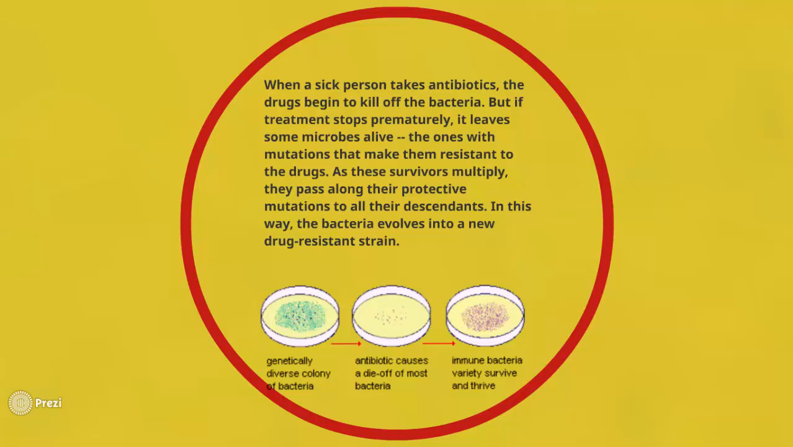As far as antibiotics come along, when a sick person takes antibiotics, the drugs begin to kill off the bacteria. But if treatment stops prematurely, meaning that you're too lazy to finish your antibiotics, some microbes live. And those are the strongest ones because they haven't been killed yet. They have the mutations that make them resistant to the drugs. And these survivors will multiply as they pass along their protective mutations to all of their descendants. And in this way, the bacteria evolves into a new drug-resistant strain.